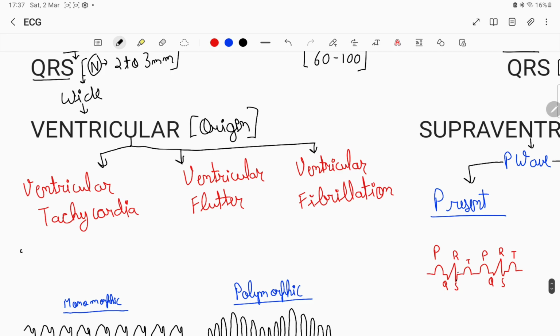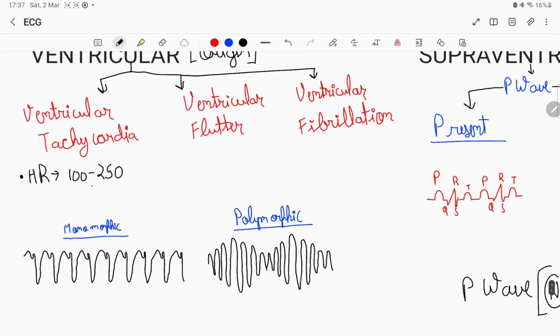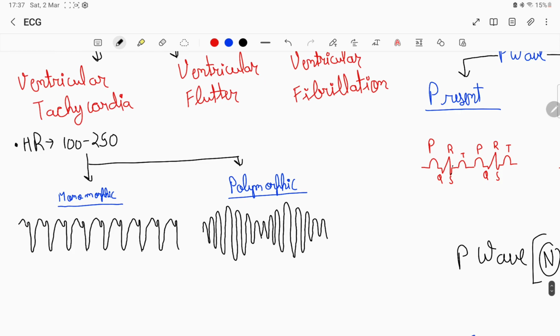If I talk about ventricular tachycardia, herein the heart rate would be between 100 to 250. And further, ventricular tachycardia are of two types. One, they can have a monomorphic pattern, and two, they can have a polymorphic pattern. In monomorphic patterns, you will see that the waves are same. In polymorphic type, you will see this special appearance which is known as torsades de pointes.